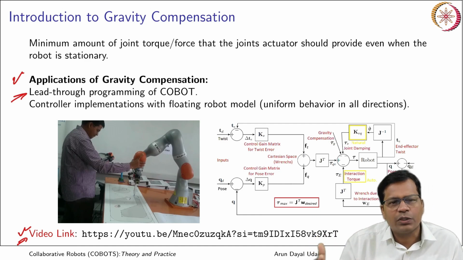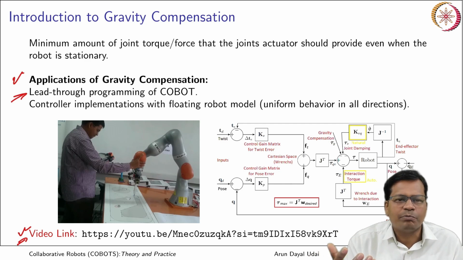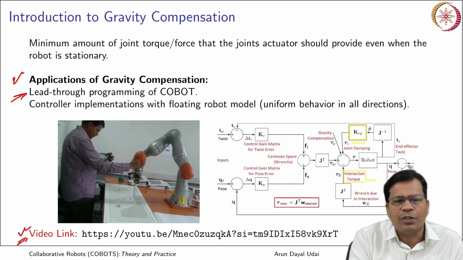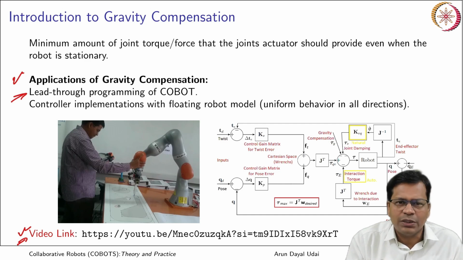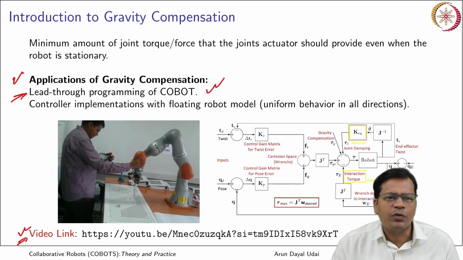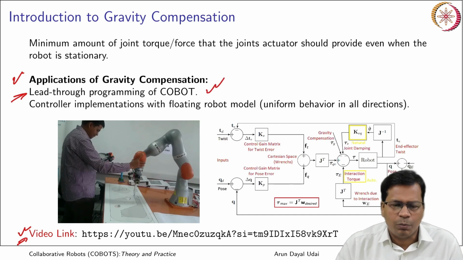Even though the robot is quite heavy, I could not feel it because it was gravity compensated from within. All the joint actuators were providing enough torque to make this robot float in the air. So I was able to take this to different points. Once I take it to a different point, I can teach it and the robot can repeat those taught points. That is known as lead through programming. That is one of the very common things in cobots.